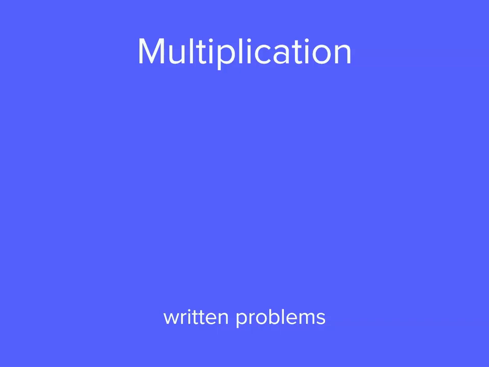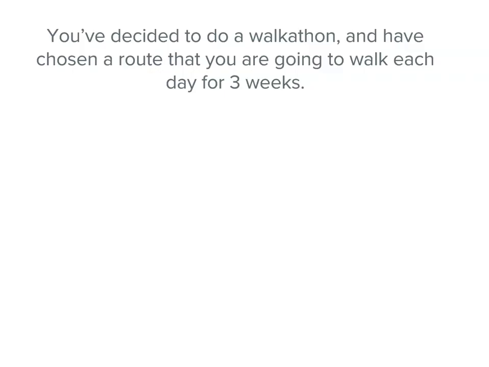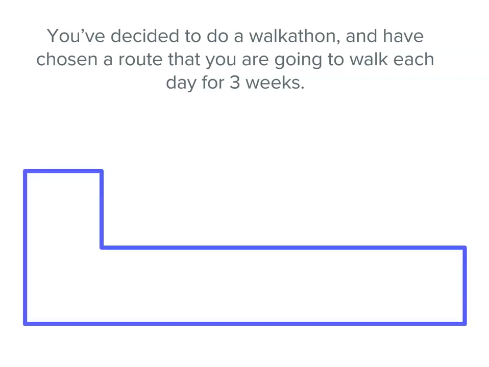Now, in our written problems, we need to find some clues. You've decided to do a walkathon and have chosen a route that you're going to walk each day for 3 weeks. So here's the path or the route that you're going to take. You're going to walk around the complete outside of that.